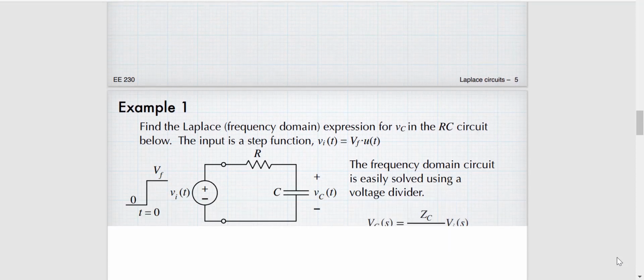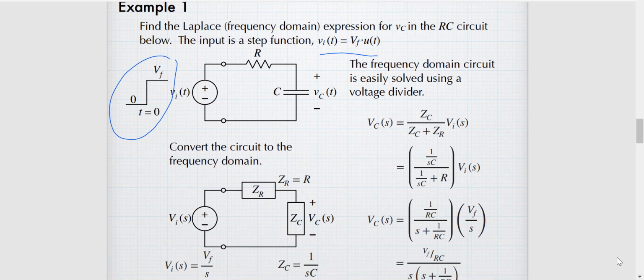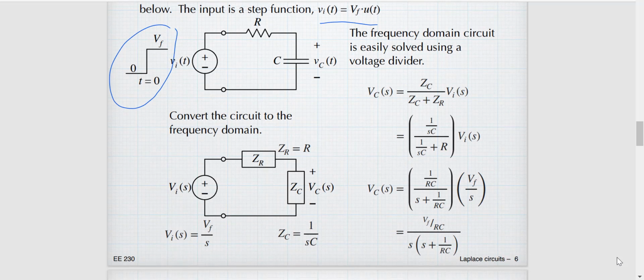to the time domain. Okay, so the first one, find the Laplace frequency domain in the RC circuit like this one. If we have the input step or step function here, so this is the input step, Vi is the input step. So Vi is Vf dot u(t). This is like a battery. So like the battery or DC voltage, t equal to 0 is on, t lower than 0 is off.